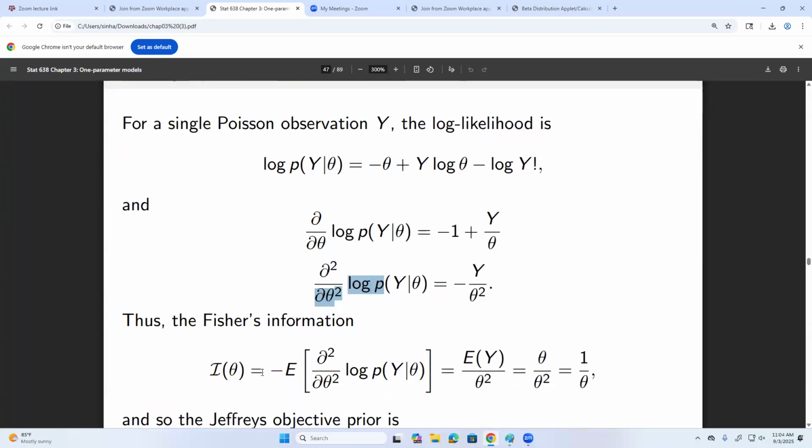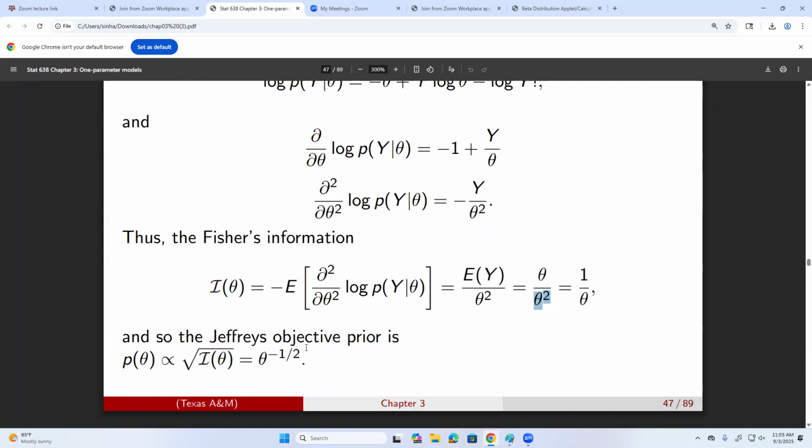Thus, the Fisher's information is negative expectation of the double derivative. So it is negative, and negative makes it positive. Expectation of y will be theta over theta square. It turned out to be 1 over theta. So Jeffreys objective prior is p theta, which is square root of information, which is theta to the power minus 1/2.